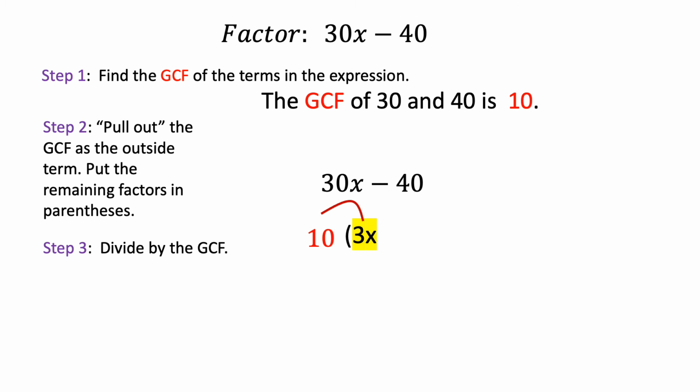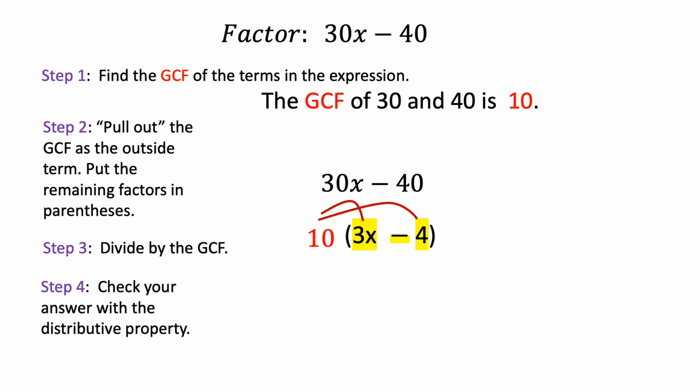So 10 times 3x is 30x. 30x divided by 10 is 3x, and that is why 3x goes on the inside. So 10 times negative 4 is negative 40. Negative 40 divided by 10 is negative 4. So our equivalent expression is 10 times parentheses 3x minus 4.